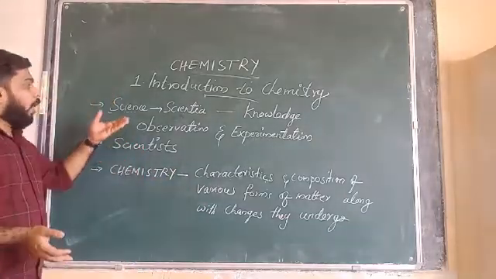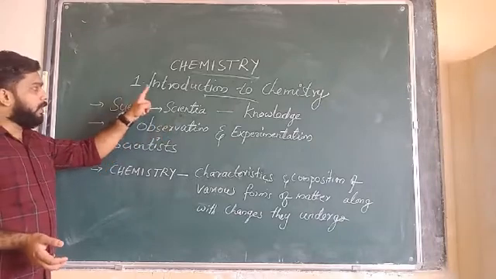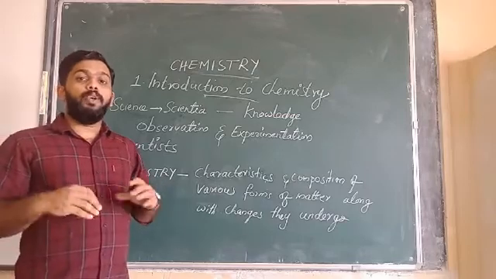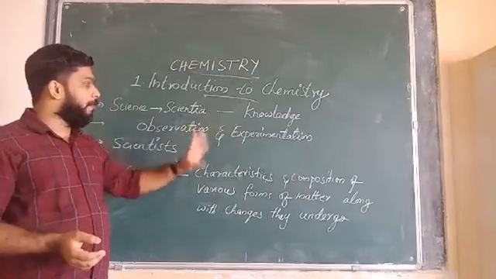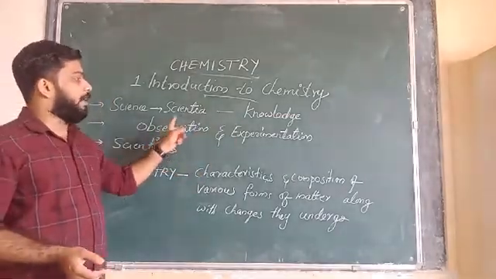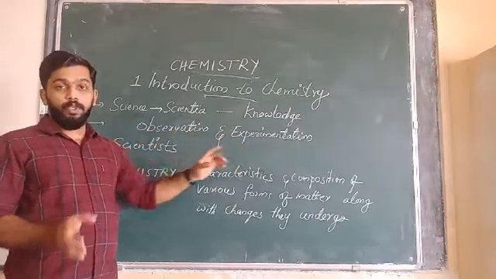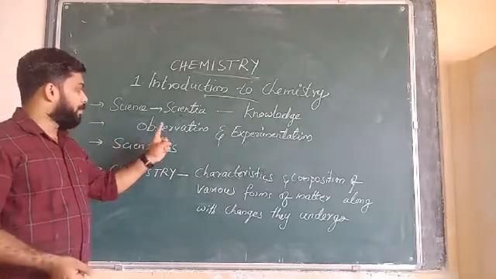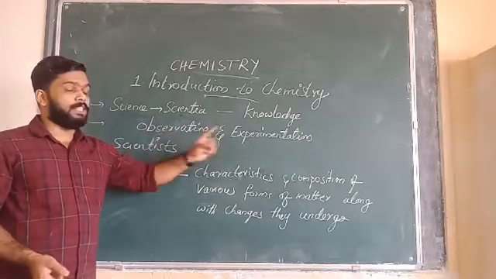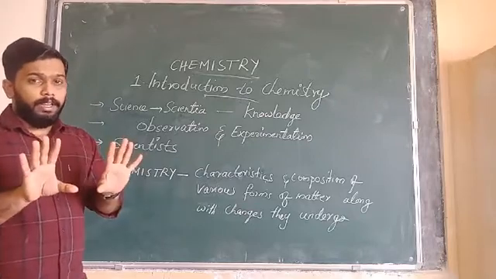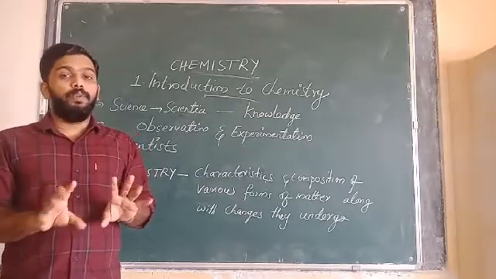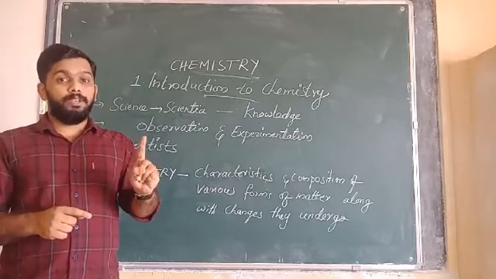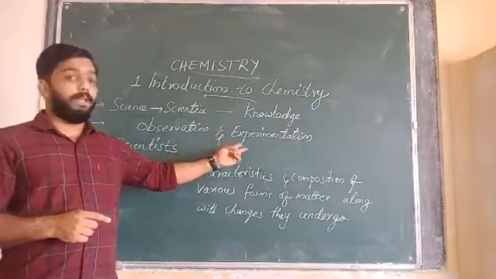Now, how are we going to acquire knowledge in the field of science? We are going to acquire knowledge by observations and experimentations. The 2 main processes of learning science are observation and experimentation. So, mainly in the branch of science, we need to develop 2 skills in ourselves: one is observation and another one is experimentation.